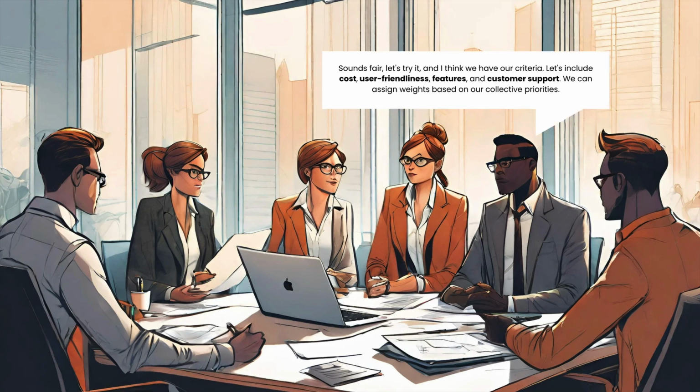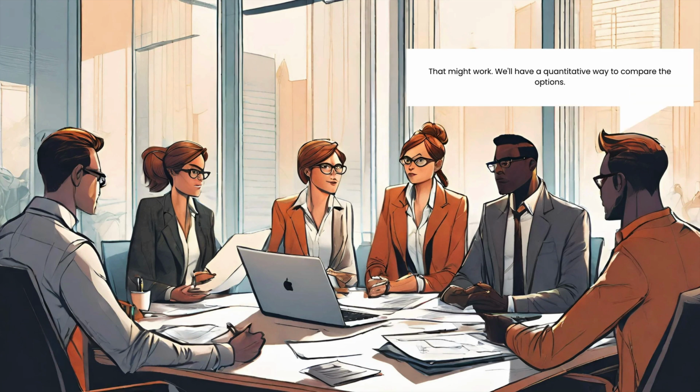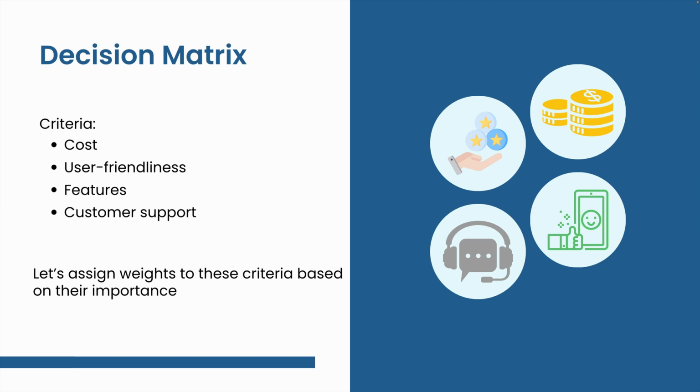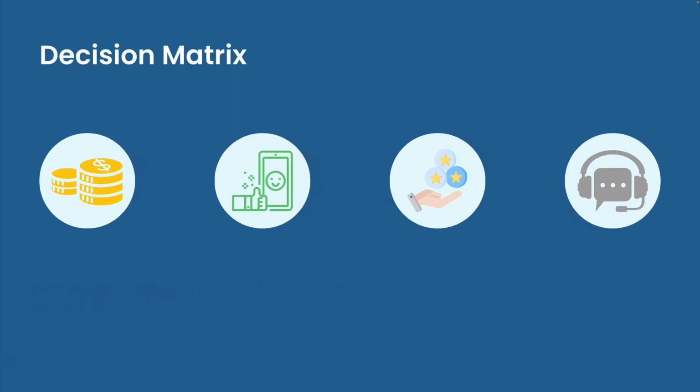And I think we have our criteria. Let's include cost, user friendliness, features, and customer support. That might work. We'll have a quantitative way to compare the options. So let's assign some weighting to those criteria based on their importance. So out of 100, let's say that cost is really important to us, so we'll give that 30%. When it comes to user friendliness, let's say that's 25% because that's also important, but not as important as costs. Features is equally as important to us as costs are, so we'll give that 30% as well. And the customer support, let's say that that's 15%. So those percentages indicate how important those different criteria are to our team.